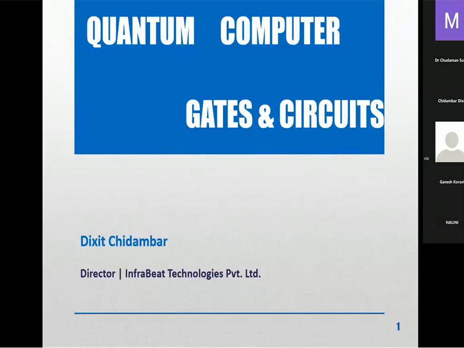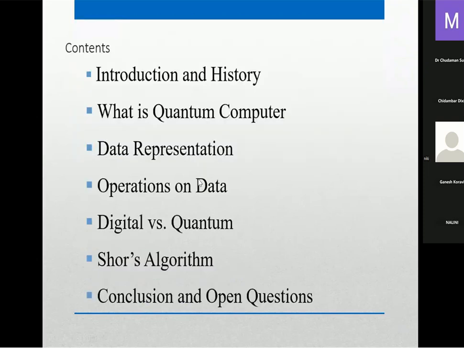Basic details from the foundation of the quantum computer. So I will start now with basic details about the quantum computer. It will go through the introduction and history. What is a quantum computer? Data representation, operations on data, digital versus quantum computer, and it ends with Shor's algorithm, which was already used.